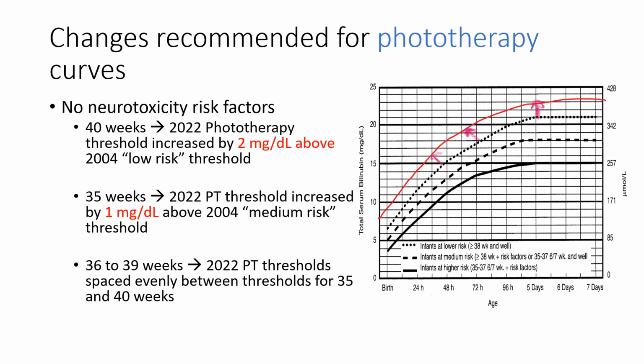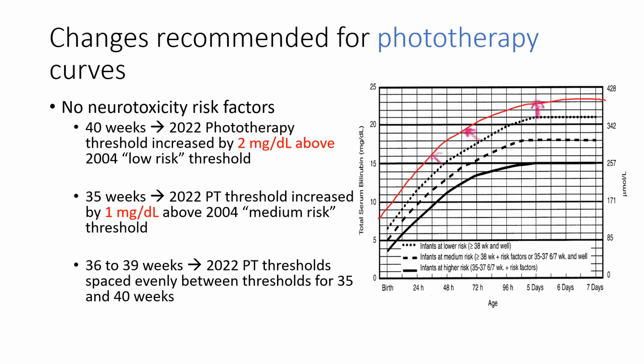So let's go over the methodology that was used to make the new phototherapy and new exchange threshold curves. We'll start with the phototherapy curve. So that's the old guideline. Everybody is familiar with the old one, which has 3 lines. The first, the dotted line, is for full-term babies more than or equal to 38 weeks and well. That's the low risk. The second line is for infants with medium risk: those full-term more than or equal to 38 weeks with risk factors, or premature babies and well.